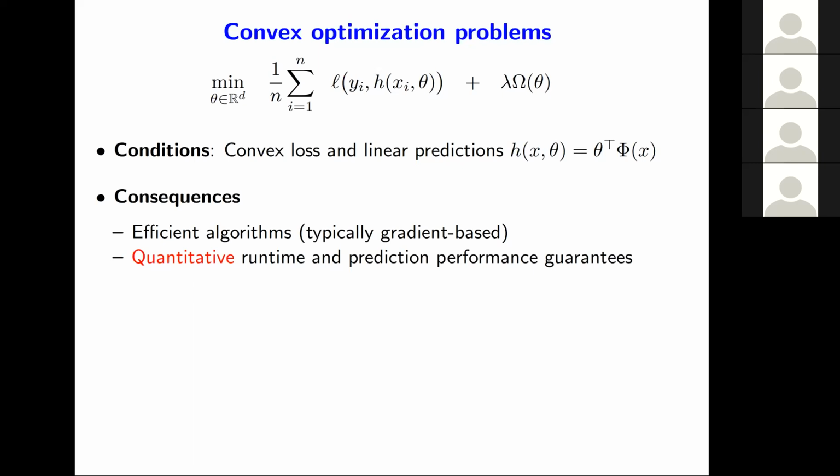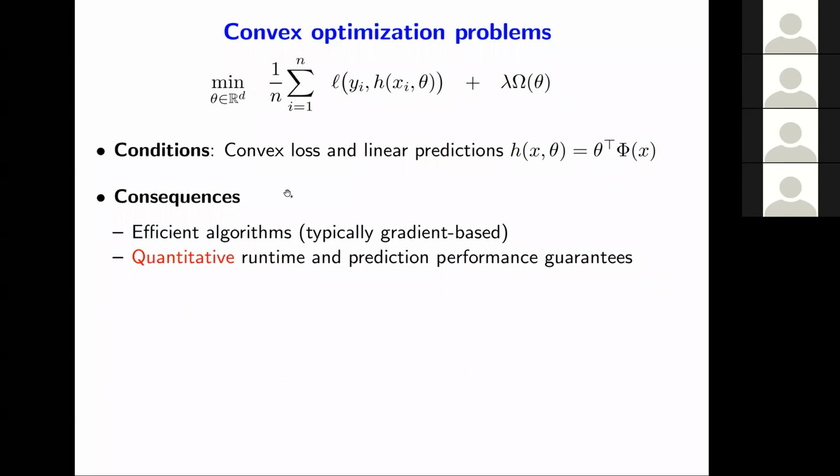And the key benefit of convexity here is that you can analyze what's happening and give very precise quantitative runtime and prediction performance guarantees. So give me your data, with only a few statistics of the data, like the maximum norm of the features, and I can tell you how much time I need to give you an answer. This is very nice, and this is due to the convexity that makes it easier to understand.